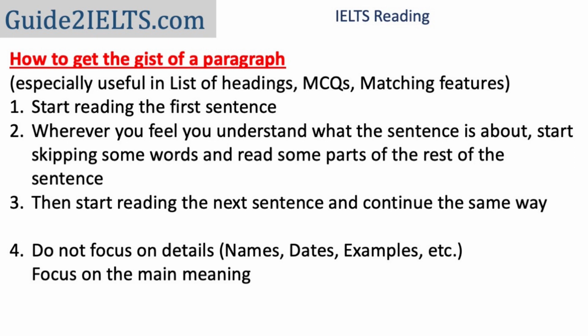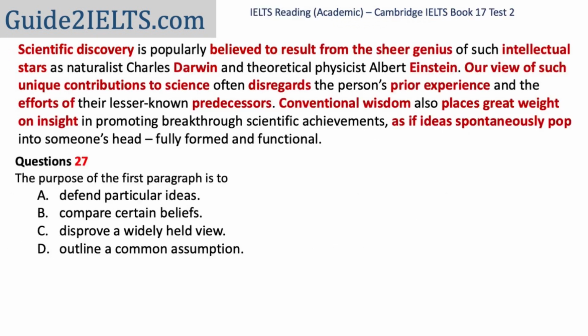You start skipping information a little. So start reading parts of the sentence so that you get a vague idea of what it is saying. Wherever you see a full stop, start reading the sentence again. On your screen, you can see the first paragraph and the parts of the paragraph that I read while trying to understand the purpose of the paragraph are in a different color. The reason we do this is so that we do not focus on the details, the examples, the names. We focus on the actual main meaning of what is being said.